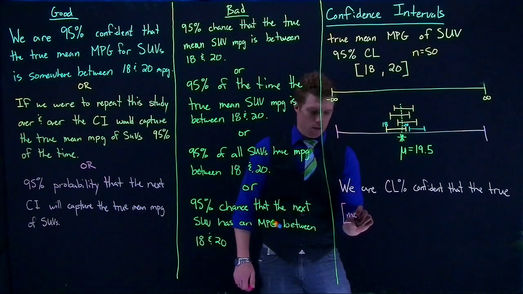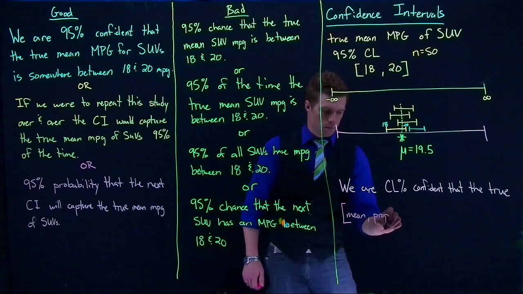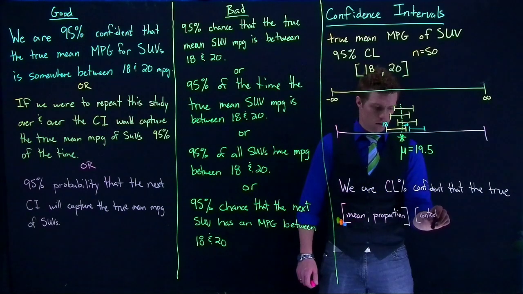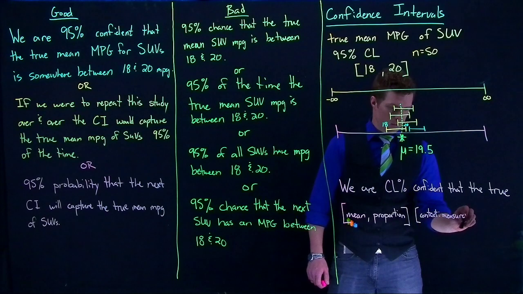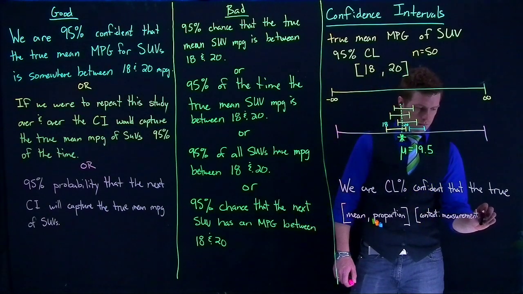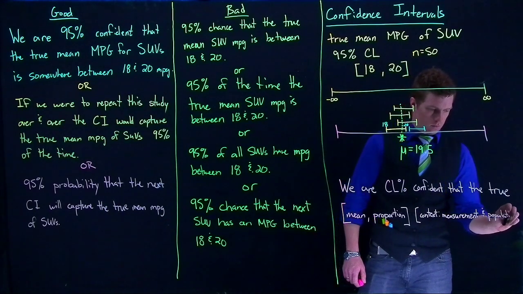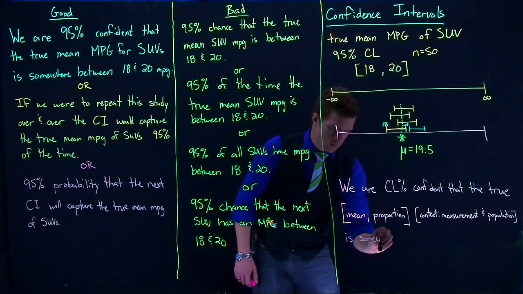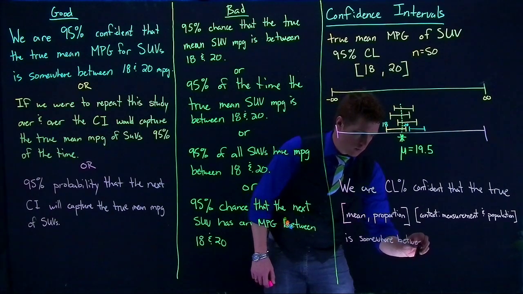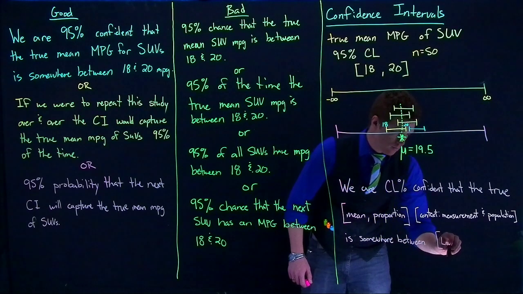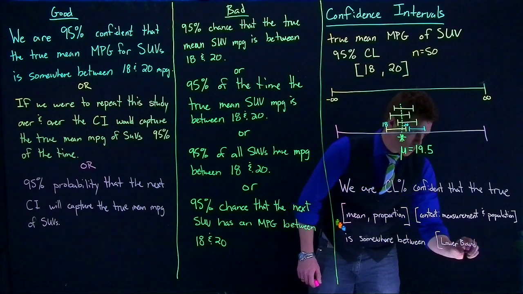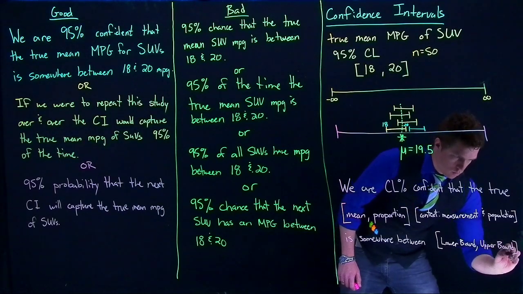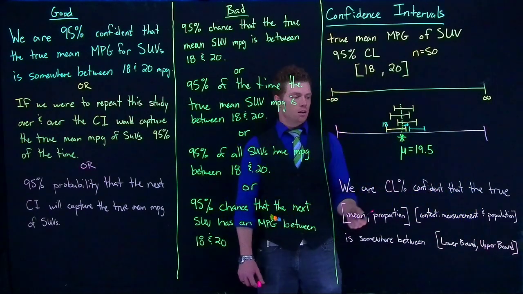Okay, we need to say either this is going to be the mean or the proportion. And then we need context: measurement, population. And then we can say is somewhere between. And then we're going to do our lower bound, comma, upper bound. And that's how we can basically always write out our confidence interval statements.